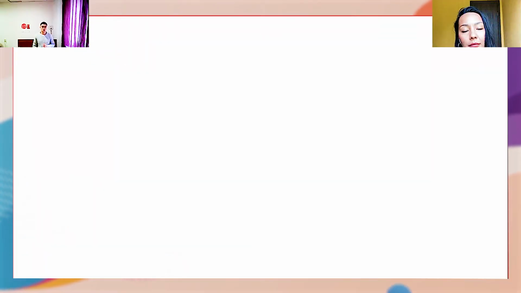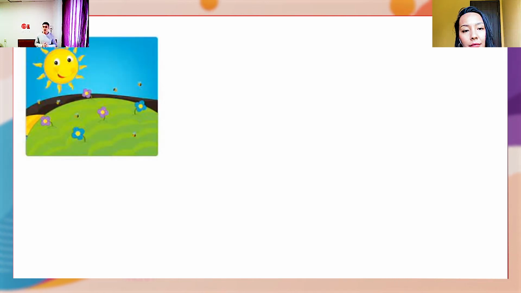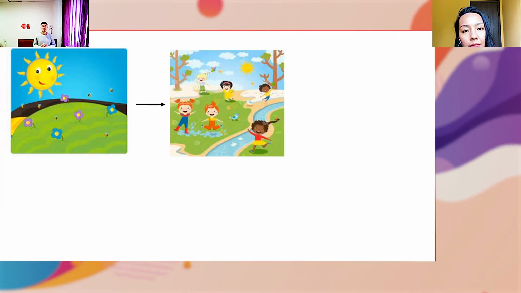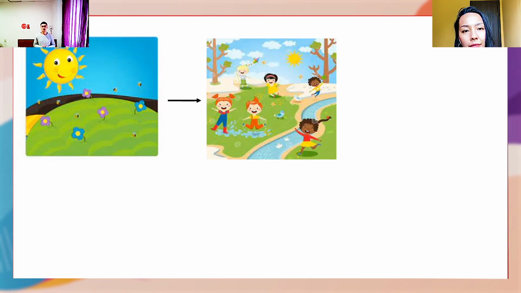At first, I'd like to tell you an interesting fairy tale. Today is a good day. The sun is shining, so we decided to go for a walk in the forest with my friends. In the forest, we played games and sang songs. We were so happy, and we were all in a very good mood.